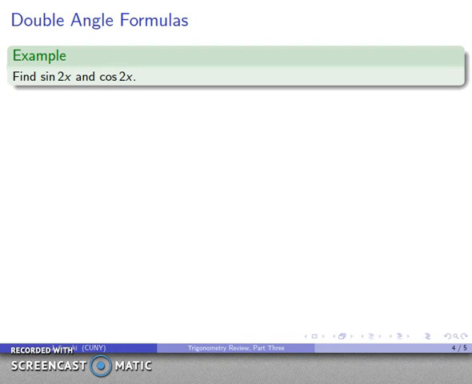Well, let's actually use these to derive two other formulas that are occasionally useful. Those are our double angle formulas, the sine and the cosine of 2x. So let's see, sine of 2x, well, that's the sine of x plus x, and that's the sine of a sum. So I could apply the sine addition formula, sine cosine plus cosine sine, and here we happen to be adding two terms that are actually the same thing, so I get 2 sine x cosine x.